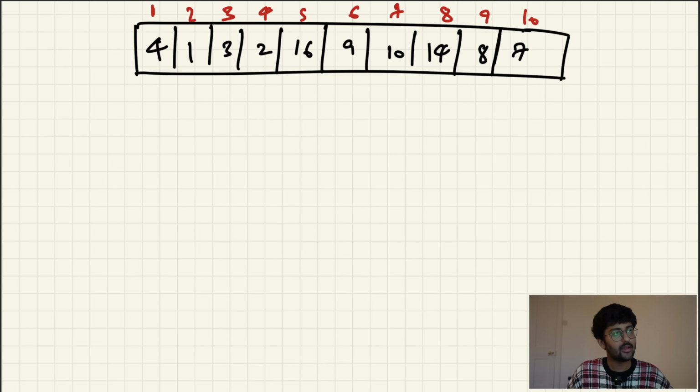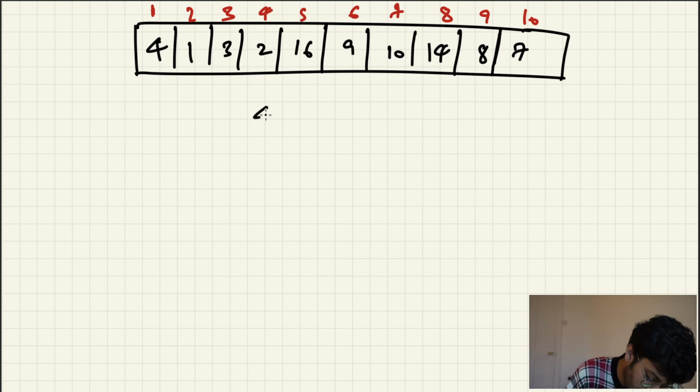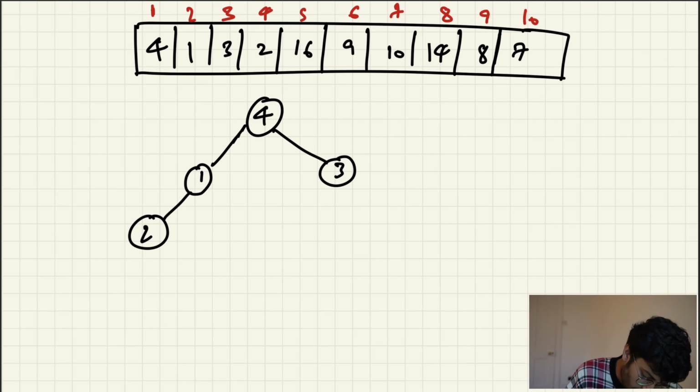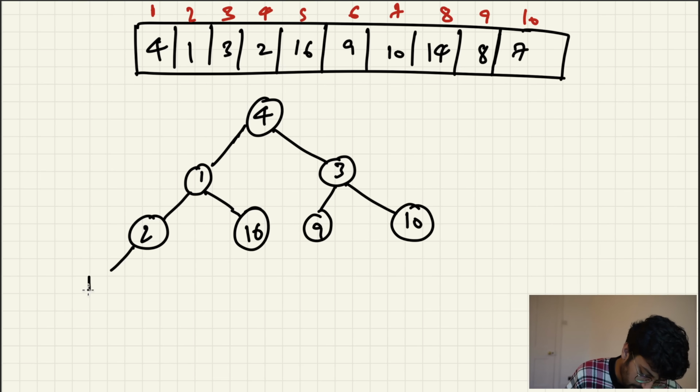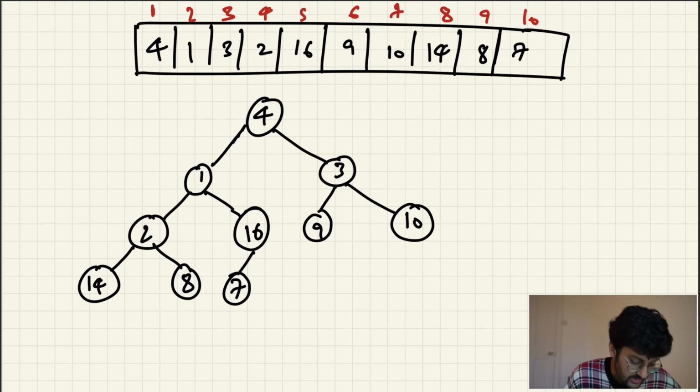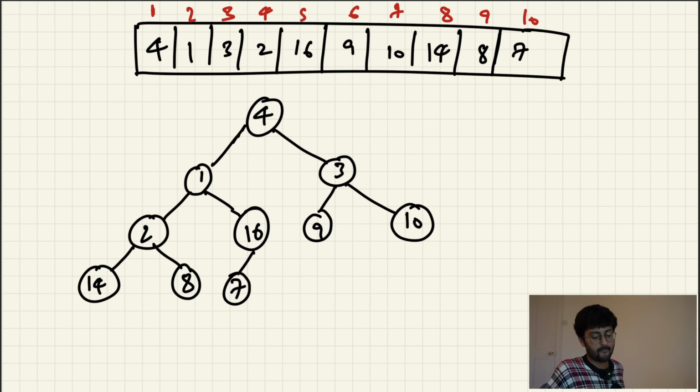Create a max heap from this. Initially, what will it look like? It will look like this: 4, 1, 3, 2, 16, 9, 10, 14, 8 and 7. It will look like this.